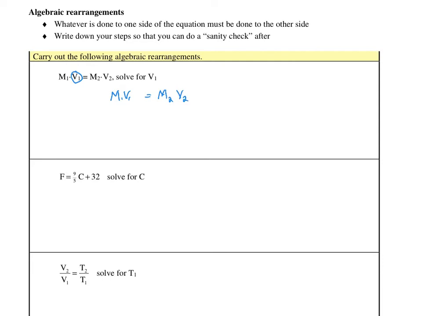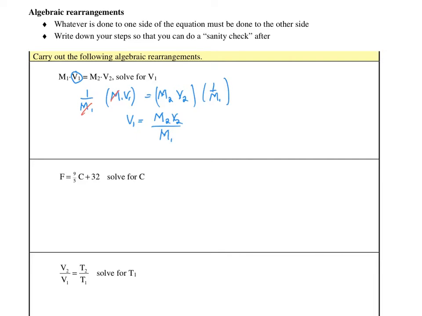To get V1 by itself on one side of the equation, what we have to do is divide each side of the equation by M1. This causes M1 to cancel out on this side of the equation, and we can rewrite our final answer. So we have V1 is equal to M2 times V2 divided by M1.